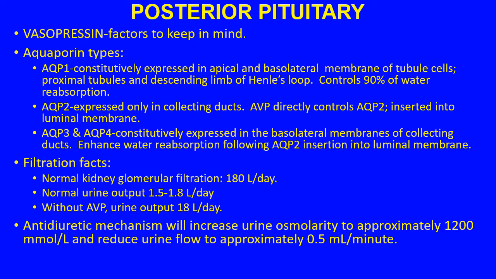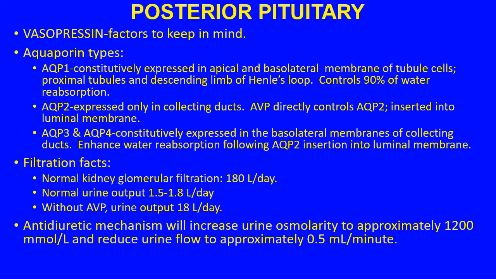AQP2, this is the biggie, this is what we want, is expressed only in the collecting ducts. AVP directly controls AQP2, and it is inserted into the luminal membrane. So it's going to pull more water out of that filtrate. AQP3 and AQP4 are constitutive, which means that they're always there. And they're going to be expressed in the basolateral membranes of the collecting duct. So basically, they're going to face outward, away from the lumen where the filtrate is being processed.